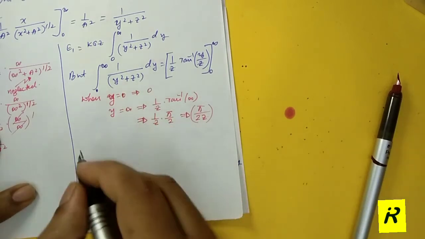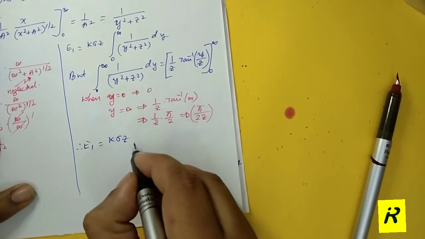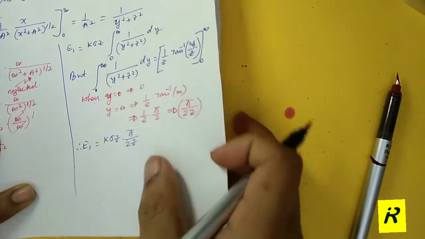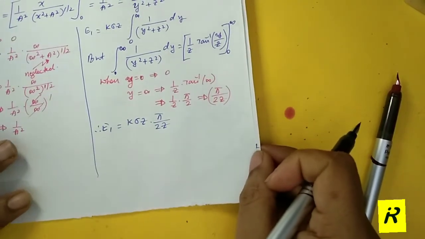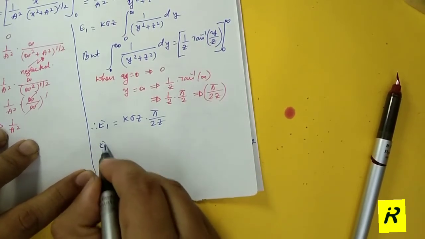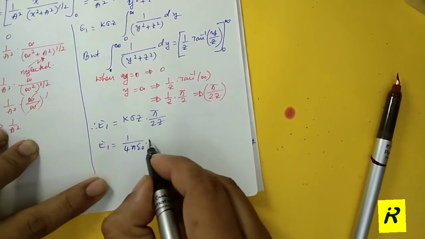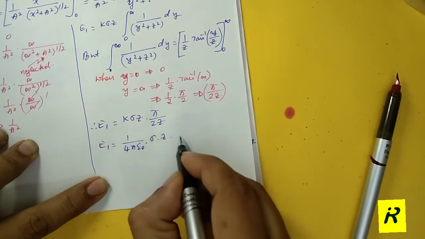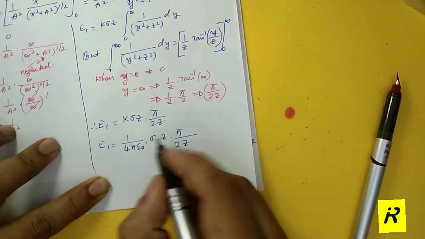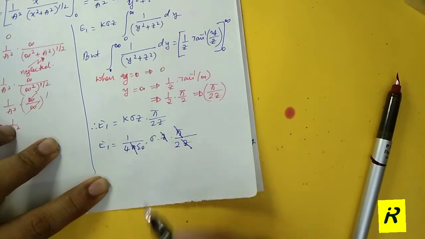Therefore, the result of the integration is k sigma z times pi divided by 2z. But what is k? k is 1 divided by 4 pi epsilon o. I am keeping sigma as it is, z as it is, pi as it is, 2z as it is. Now observe, pi and pi get cancelled, and z gets cancelled.